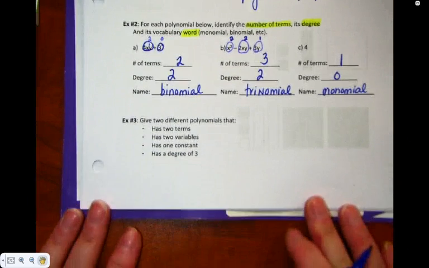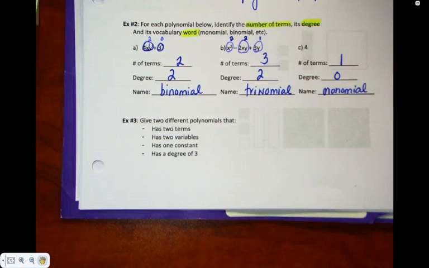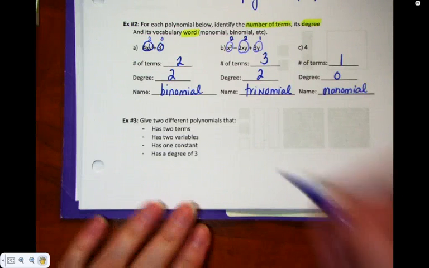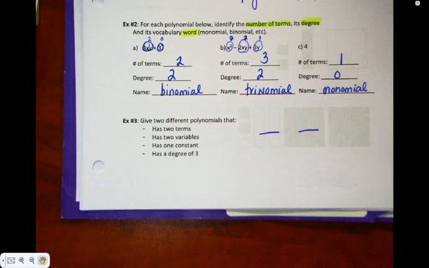Here's where we get creative in math. We're like, give two expressions. So we're just going to give you some criteria. You can make up anything you want. Has to have two terms, has to have two variables, one has to be a constant, and has to have a degree of 3. So I'm going to do the first one with you, and then you're going to give me the other one. Two terms, I like to put two blanks because it reminds myself now I need to fill in those two blanks. Has to have two variables, but one of them has to be a constant. So let's do the constant first.